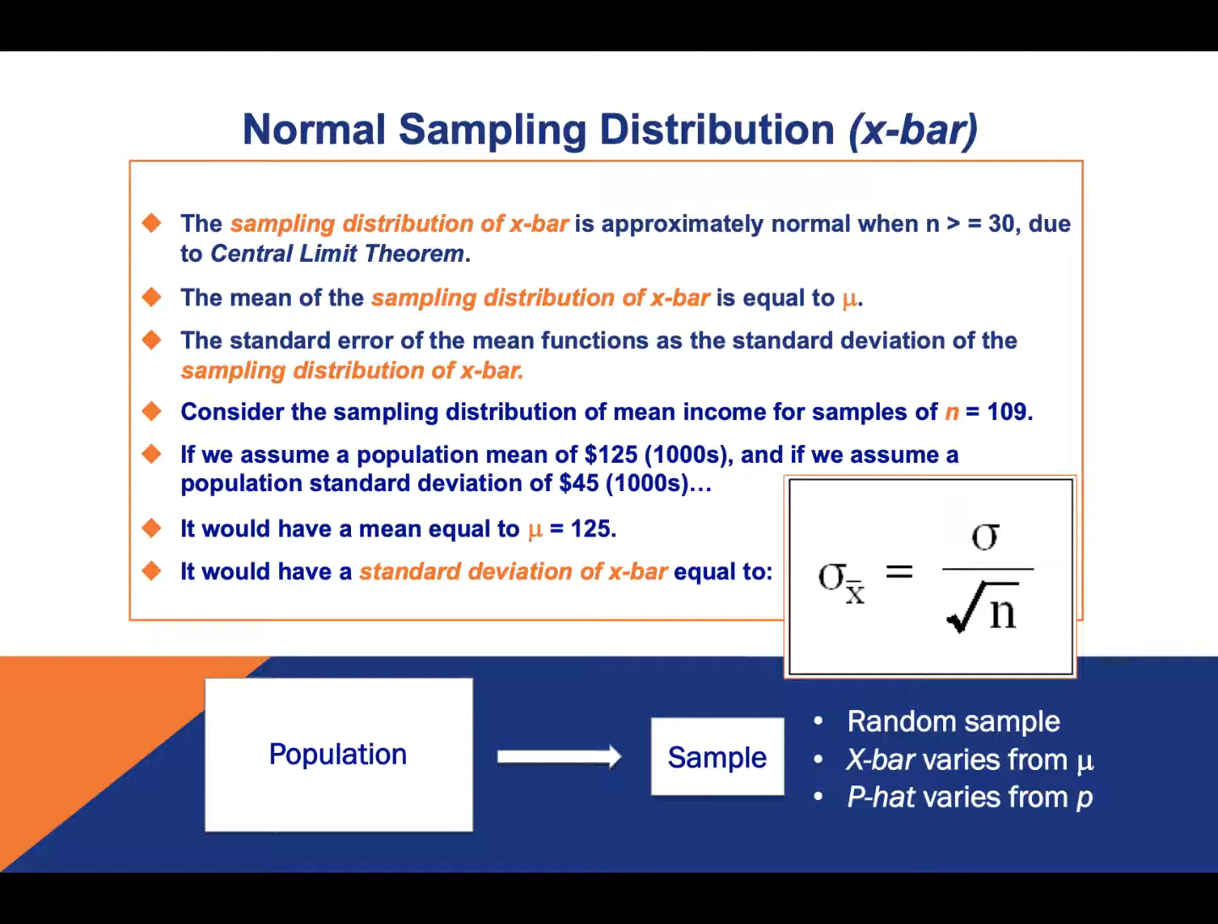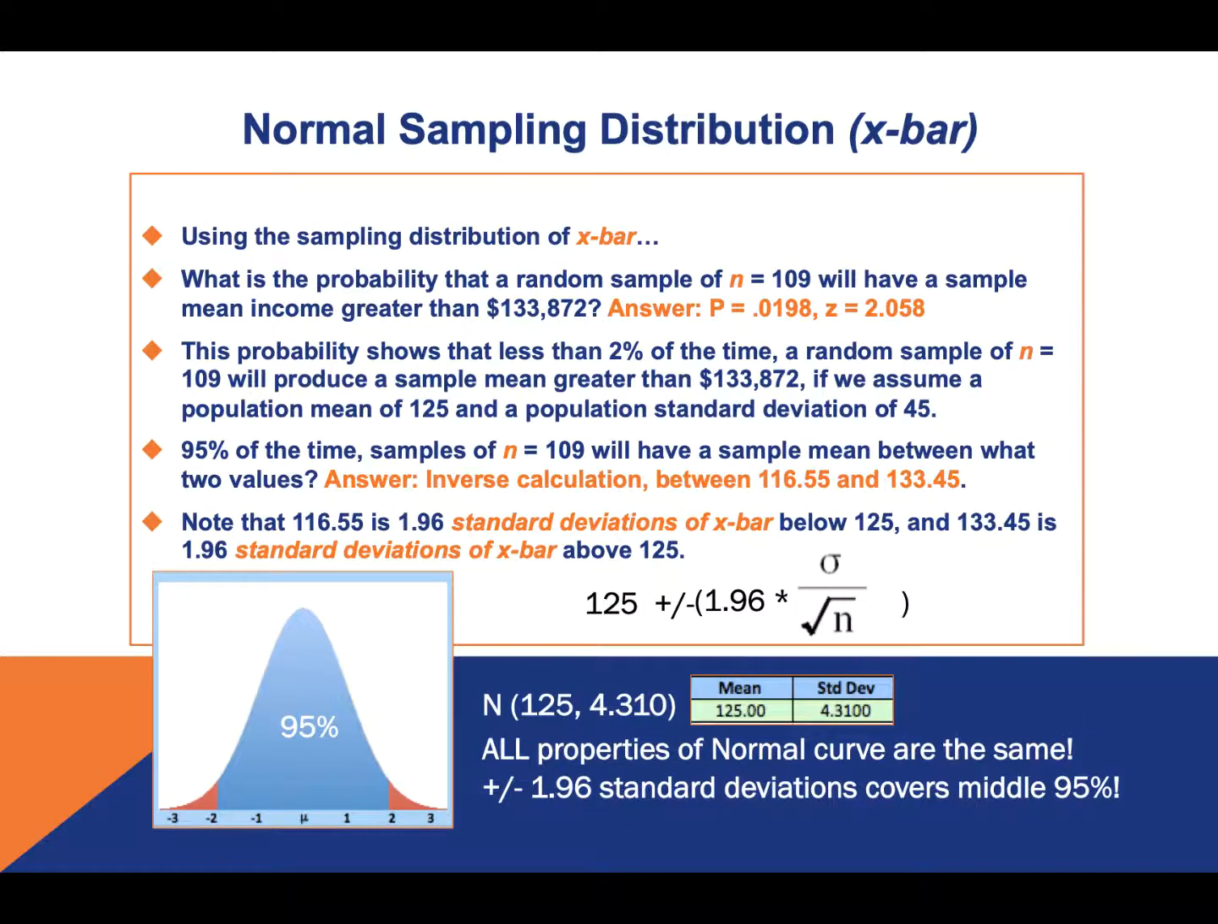Let's consider the sampling distribution of mean income for samples of n equals 109. If we assume a population mean of 125, and if we assume a population standard deviation of 45, our sampling distribution would center on a mean mu of 125 and have a standard error estimate equal to 45 over the square root of 109.